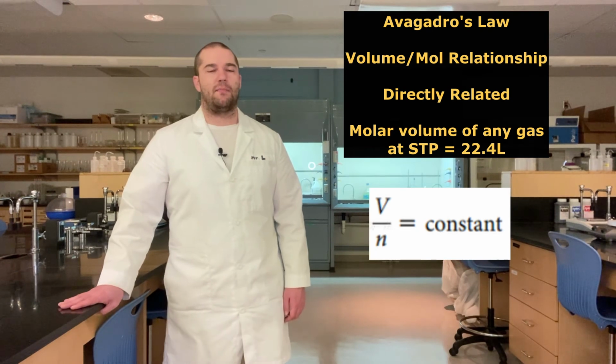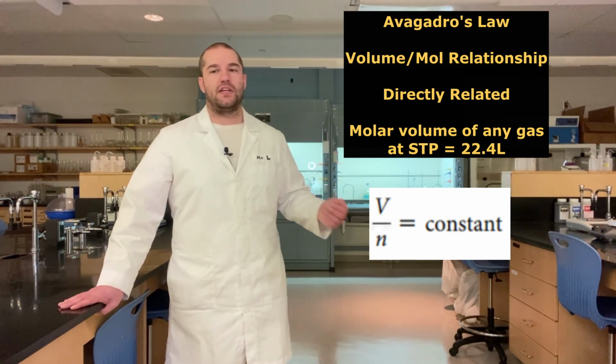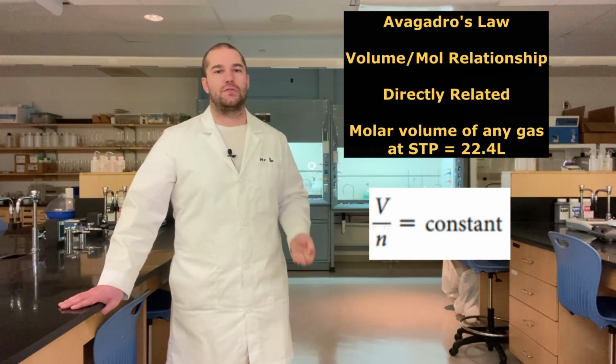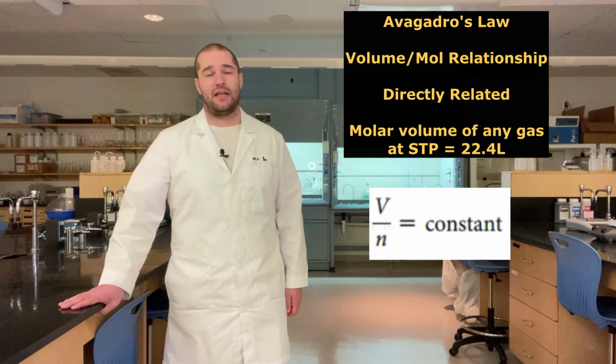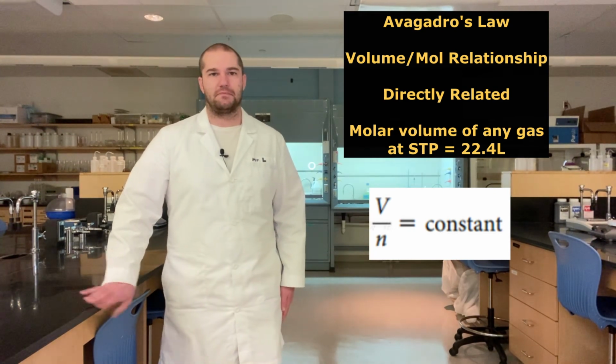So that brings us to our mathematical relationship again. V1 over N1 is equivalent to V2 over N2. So this is Avogadro's law mathematically. If you're not at STP, you can just use this direct proportionality.